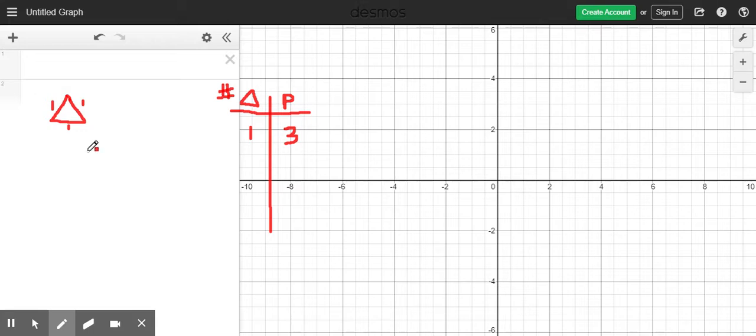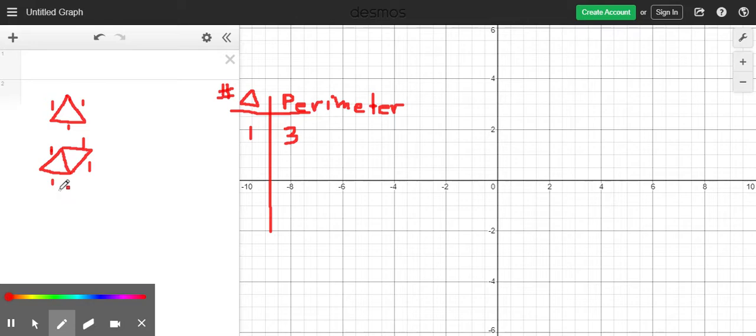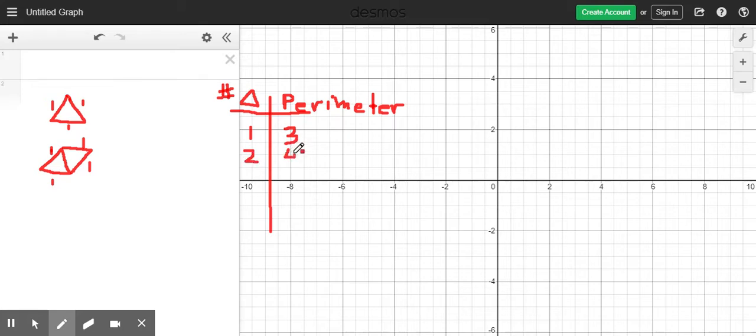Okay, now we're going to put another triangle with this one. Okay, so now if we look at the distance all the way around, we've got 1 here, here, here, and here. Now, what is the perimeter of this shape with 2 triangles stuck together? Okay, so the perimeter here is 1, 2, 3, 4. So when we have 2 triangles stuck together, the perimeter is 4.